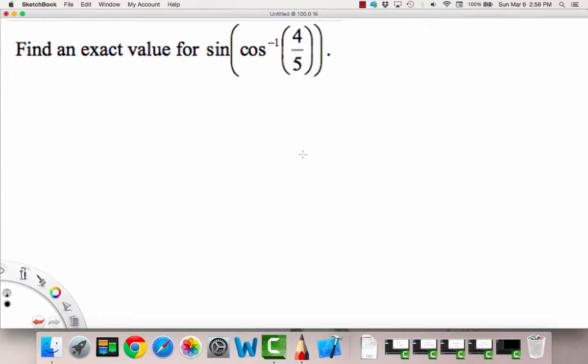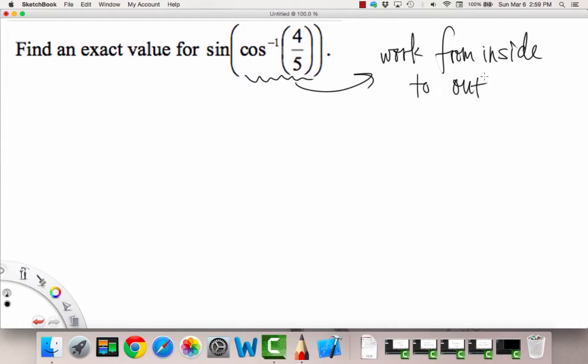Okay, so let's try another problem. This says find an exact value for sine of cosine inverse of 4 over 5. Okay, so what? Wait, what? So the thing is, from here, we're going to work from inside to out, okay? So work from inside to out. I think that's usually the easiest way to go, maybe the only way to go, when you see an expression like this.